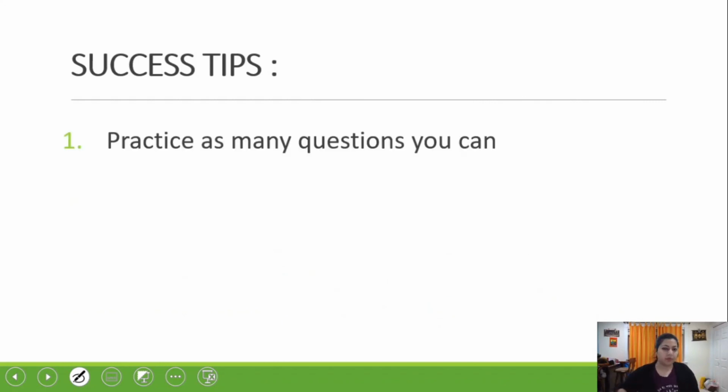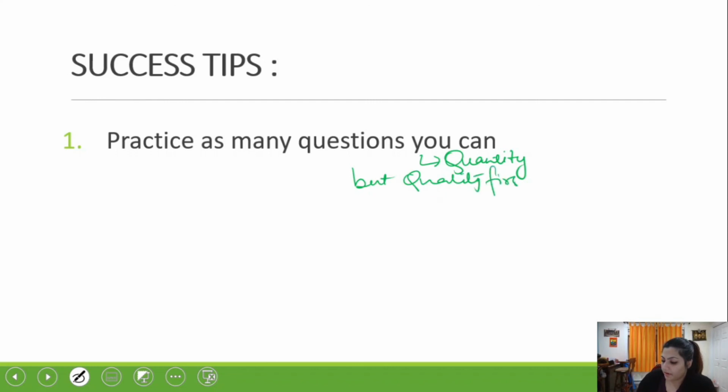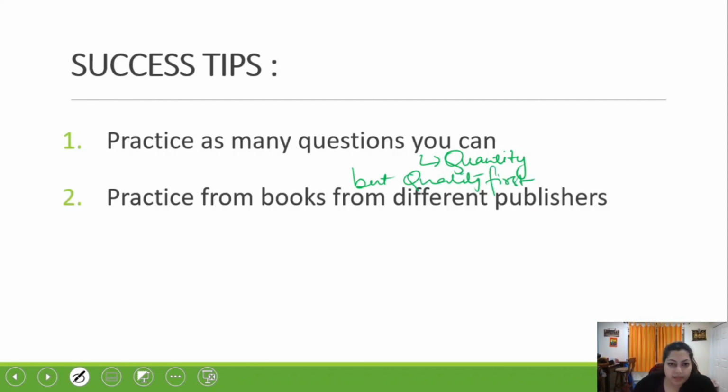Success tips. Number 1, practice as many questions as you can. Quantity, but quality first. Next, practice from books from different publishers. This is to enrich whatever you have learned, because different publishers have different book formats, so they get used to some of the difficult parts, or different kinds of questions which they have not seen before.